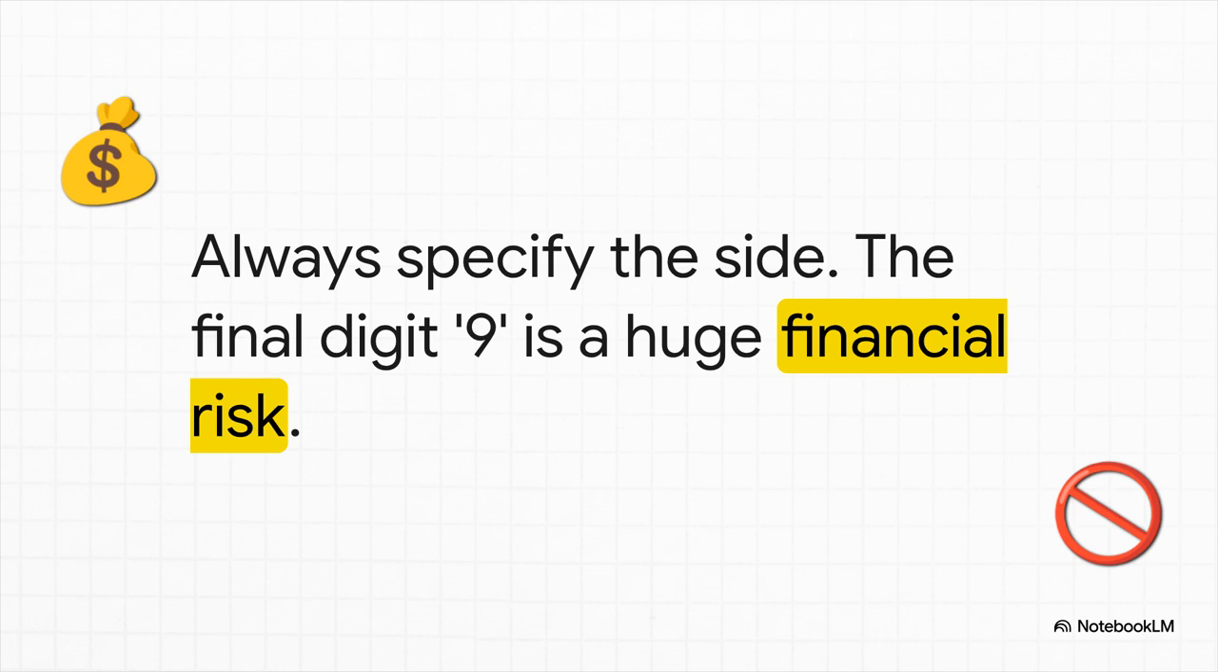That final digit 9 is a massive, unnecessary financial risk. The anatomical side is almost always explicitly documented in the physical exam or the operative report. Dig for it. And if it's genuinely missing, query your provider.